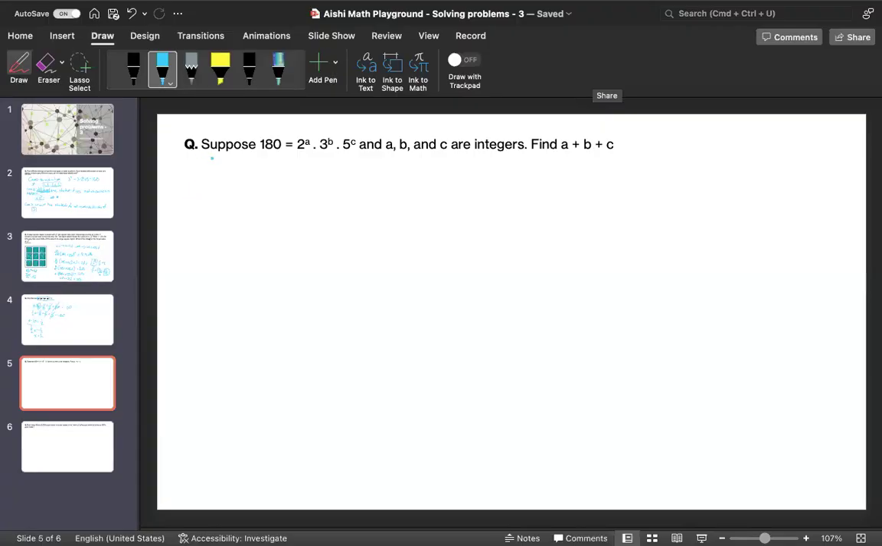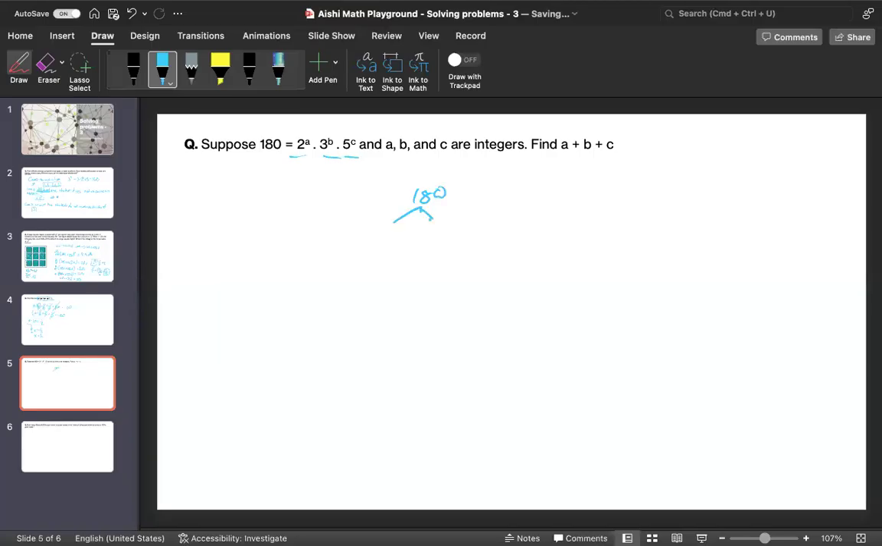Fourth question. Suppose 180 is equal to 2^a times 3^b times 5^c, and a, b, and c are integers. Find a plus b. Okay, so let's start by prime factorizing these because 2, 3, and 5 are all prime numbers.